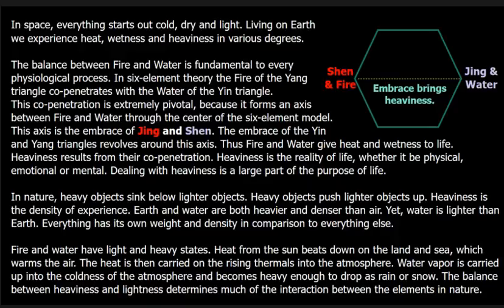Fire and water have light and heavy states. Heat from the sun beats down on the land and sea, which warms the air. The heat is then carried on the rising thermals into the atmosphere. Water vapor is carried up into the coldness of the atmosphere and becomes heavy enough to drop as rain or snow. The balance between heaviness and lightness determines much of the interaction between elements in nature.